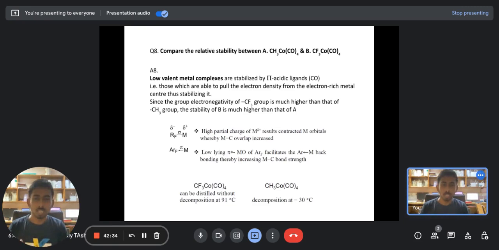And also in case of the LUMO, when the fluorine atoms are present, the F atoms stabilize the metal orbitals through the aid of electronegativity. But in case of methyl group, the low lying pi stars are actually not that low lying. They are quite higher in energy. That's why the metal to ligand back donation also decreases when the group is methyl or CH3. That's why CF3Co(CO)4, this molecule is quite higher in stability, and it can easily be distilled without decomposition at a comparatively higher temperature. The same is not true for the methyl analog of cobalt.